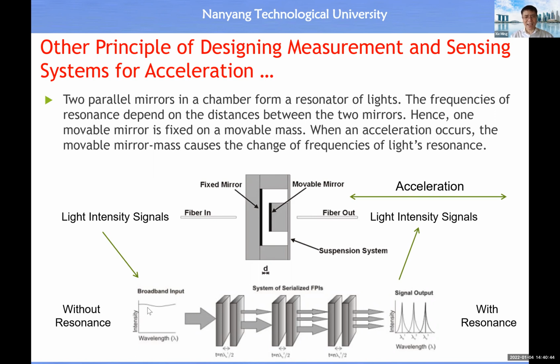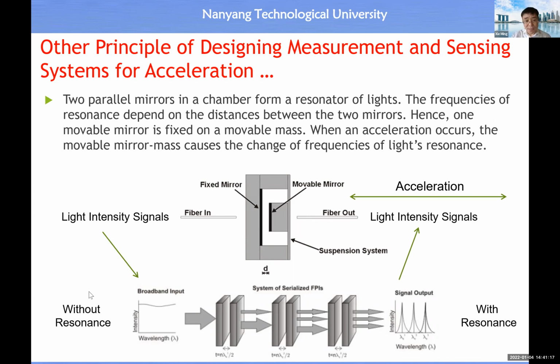So here I just show you the input-output relationship. The input light is a normal light without resonance, okay? And when there's acceleration in the horizontal direction, this mass will pick up inertial force or a centrifugal force, and then change the position of this movable mirror. Then when this gap changes, you will see that it will create a resonance, okay? Then the output signal will have a peak value at a specific frequency or specific wavelength, because wavelength is related to frequency, all right?